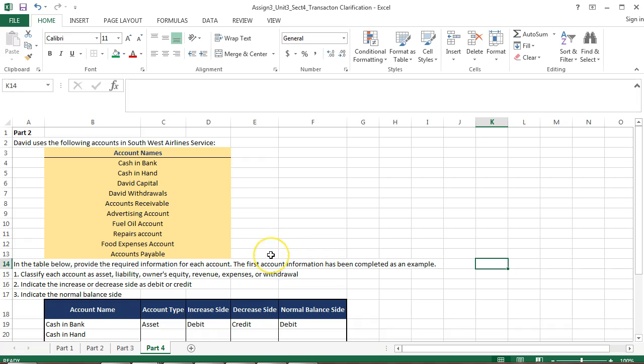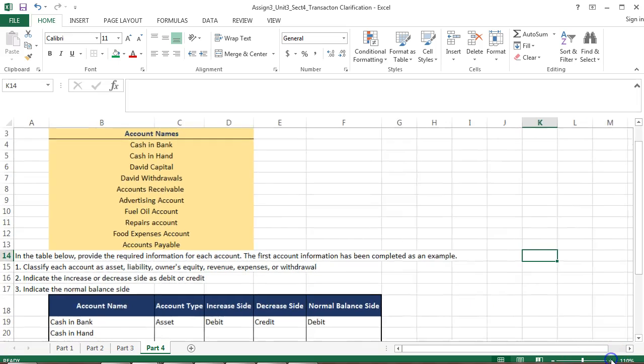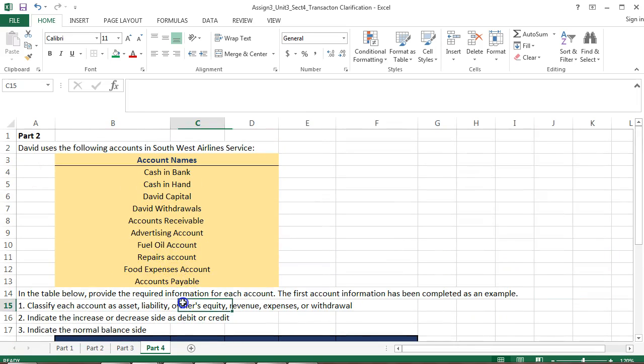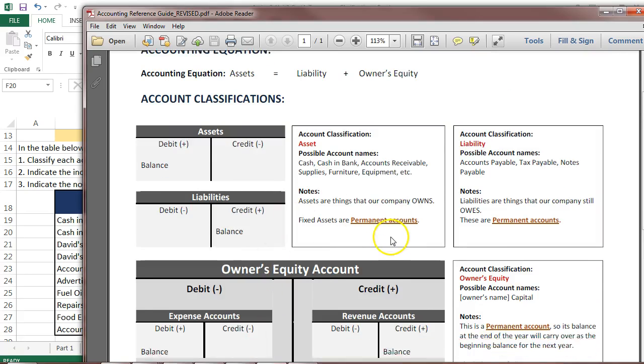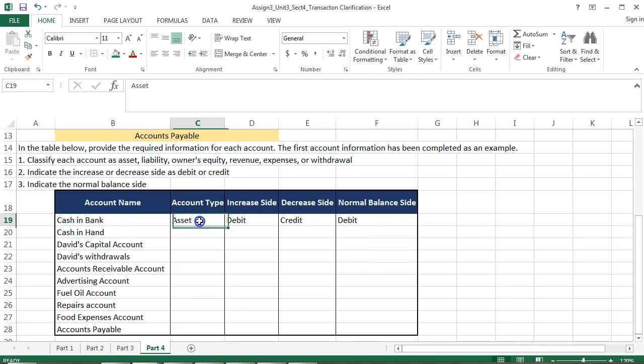All right, and then on this last one, I think we did something similar to this in the previous assignment. We're going to look at each of these accounts listed here and determine if it's an asset, liability, owner's equity, withdrawal, revenue, or expense account. So you have 6 different choices now. Looking at these different accounts, you're going to determine what type of account it is, whether it increases on the debit or the credit side, whether it decreases on the debit or credit side, and then which side the normal balance is recorded on. All of that information is available in your reference guide. You just have to determine what type of account these are. Some of these are kind of tricky.